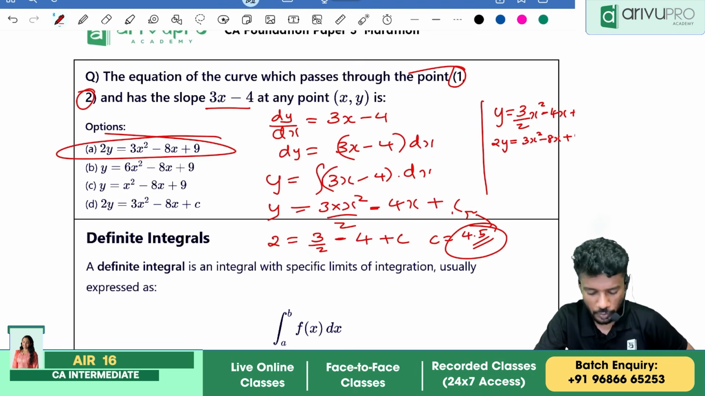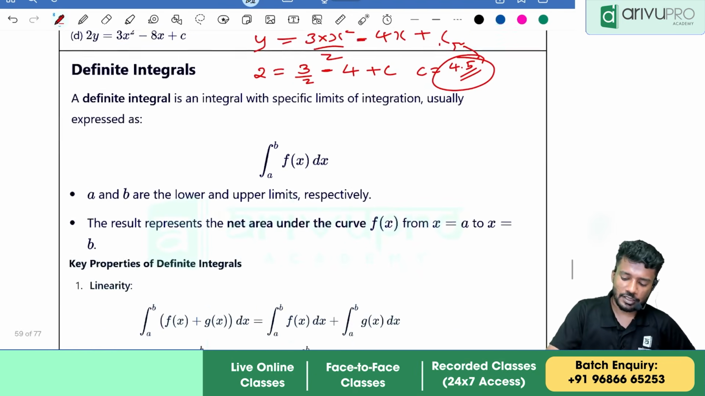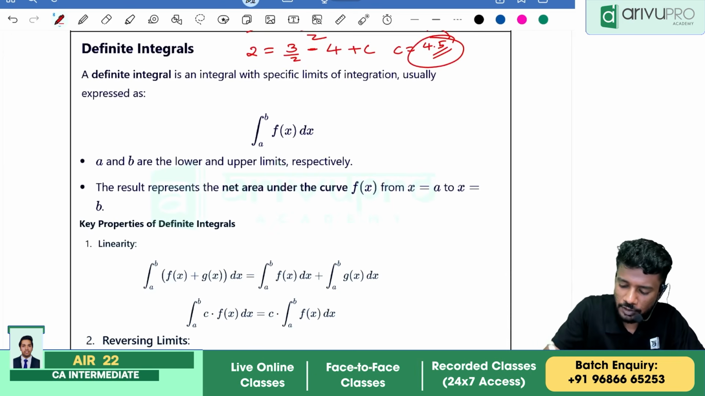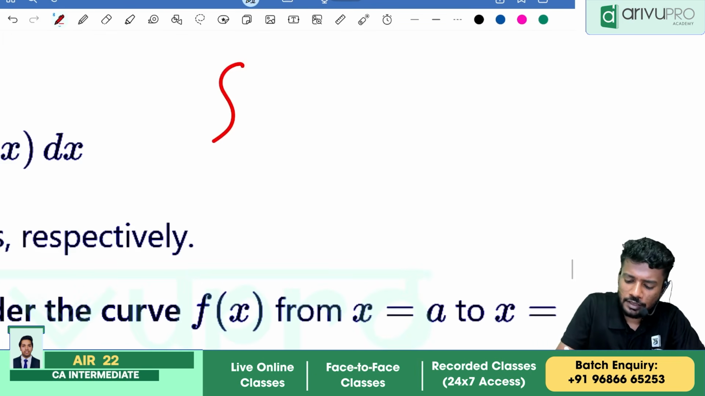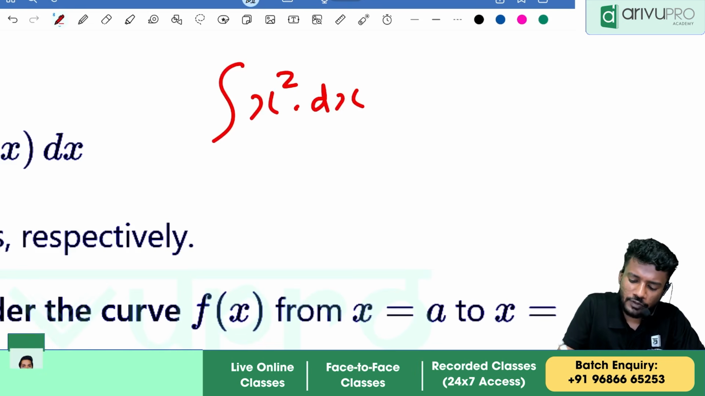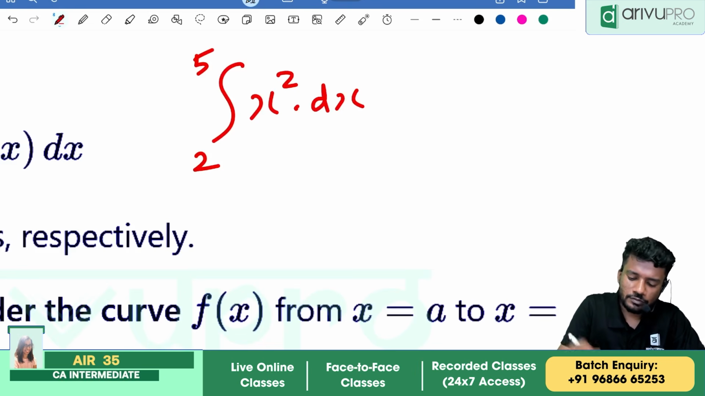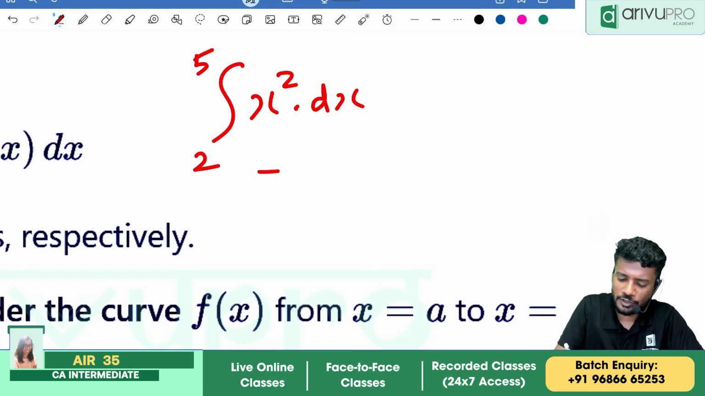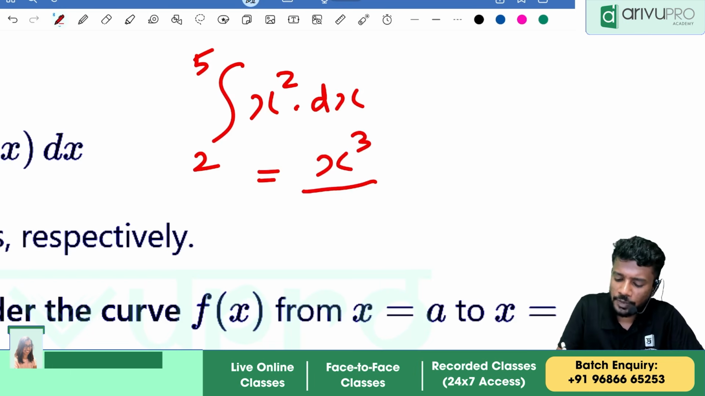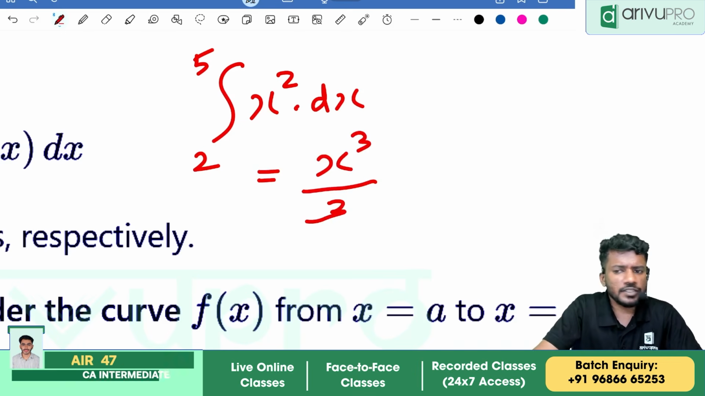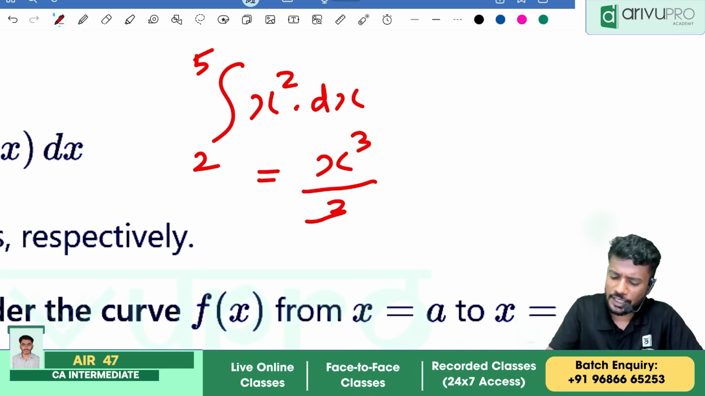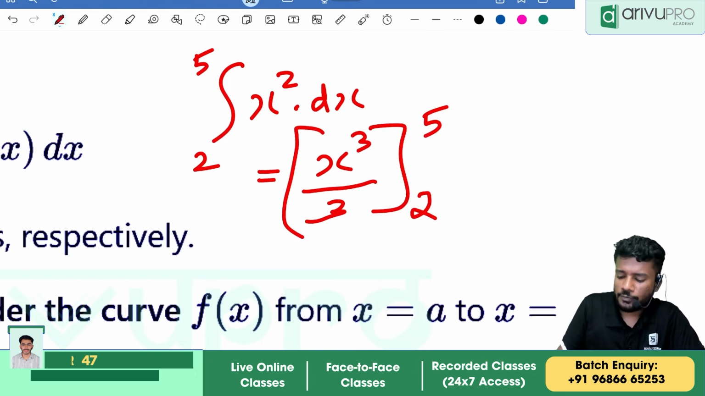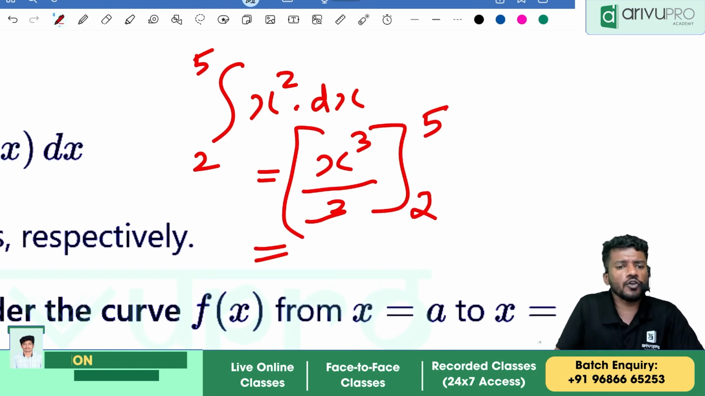So it's a very interesting and easy question. Chances are there. Okay. Now definite integral. What do you mean by definite integral? I am telling integral x square dx from 2 to 5. How to solve this? First you will find the integral value. Integral value is x cube divided by 3. Am I correct? x raised to n plus 1 divided by n plus 1. That is x cube divided by 3, from 2 to 5. That means upper limit is 5, lower limit is 2.